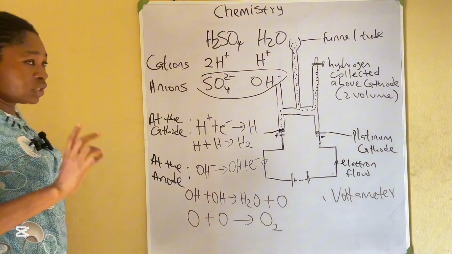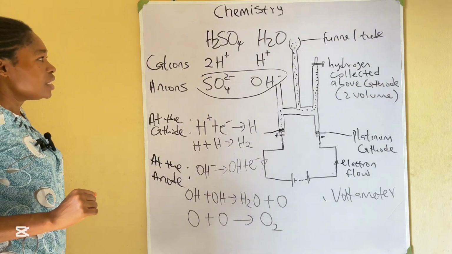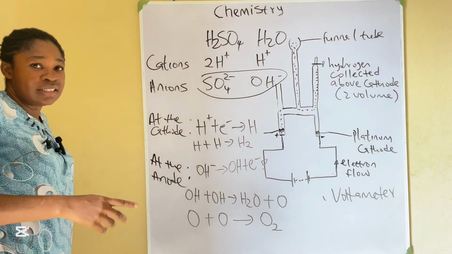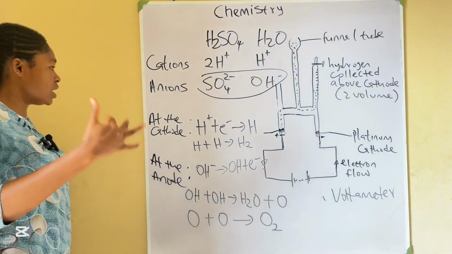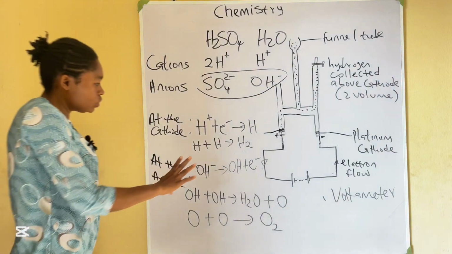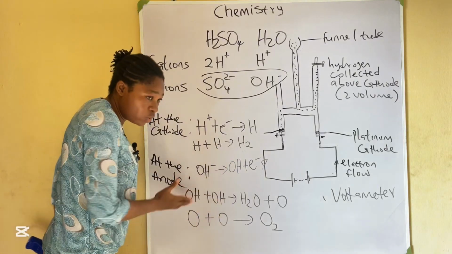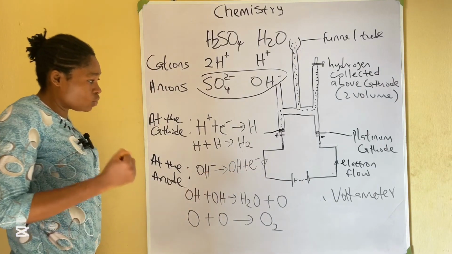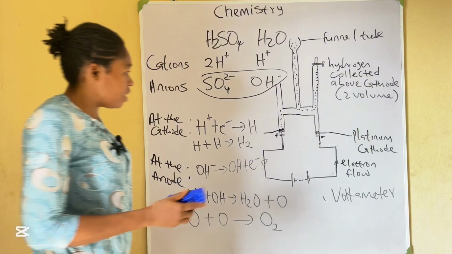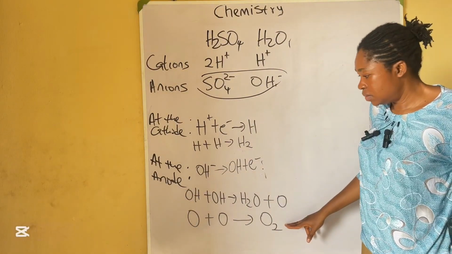Okay, I want to establish something. If you check our textbook, for the anodic half equation and cathodic half equation, you will see that they do not use this one. They didn't do it like this, they just put one equation. So I want to show you how that equation is derived. Look at this. This is the product, oxygen.